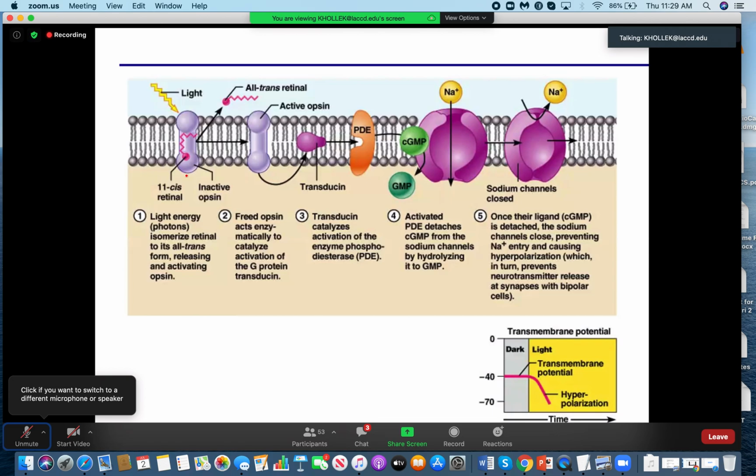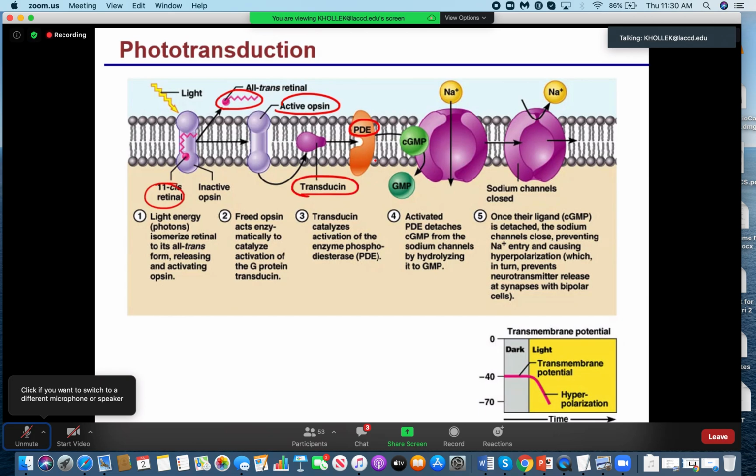So light comes in, the retinol changes conformation. Now it is different looking. In this case, it was bent, but now it's no longer bent. So this activates the opsin. Now the opsin is activated, kind of like a G-linked protein. It activates another molecule called transducin, which activates another molecule known as phosphodiesterase, PDE, which is an enzyme, kind of like adenylate cyclase. And what does this enzyme, phosphodiesterase, do?